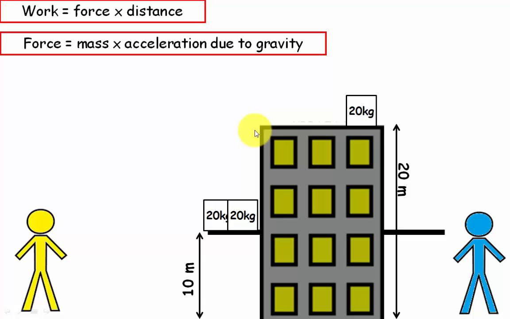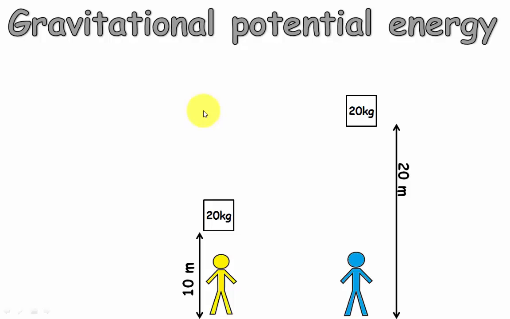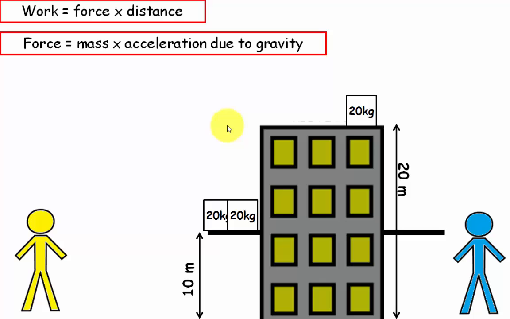Let's have a look at the sums, right? So what we want to be thinking is how much work would have taken to get this block into that position in the first place. So we're going to take the example we took from the work video. Okay, so let's start by thinking about how much work would have been required to raise this 20 kilogram block by 20 meters. Okay, work is force times distance.